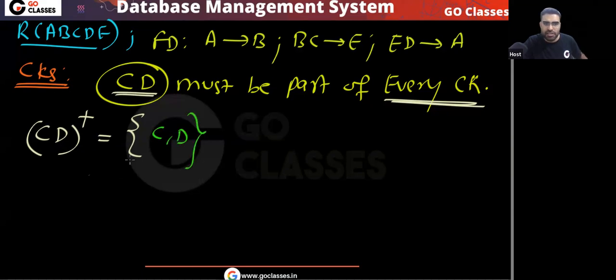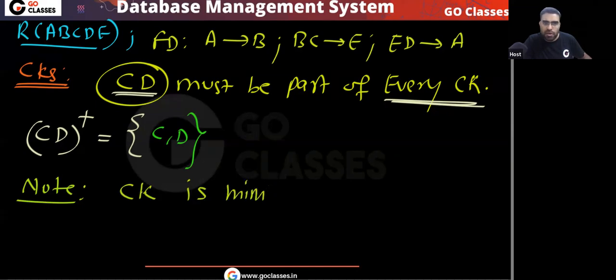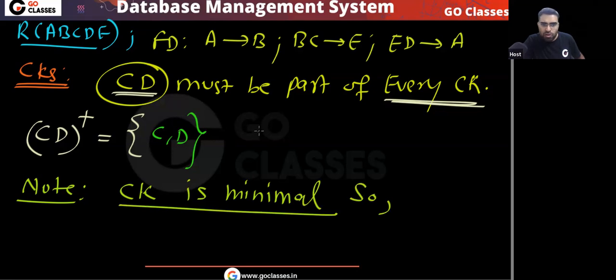So we need something more. Remember, a candidate key is minimal. So now you build up your game. Note that a candidate key is minimal, right? So now you slowly grow the size, one by one, in a systematic way.